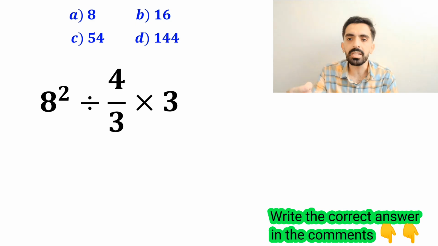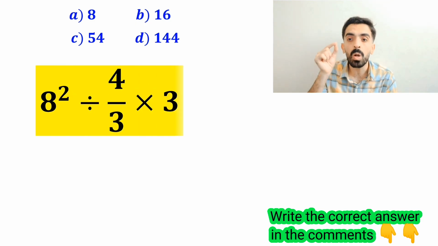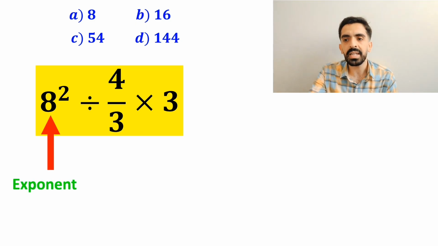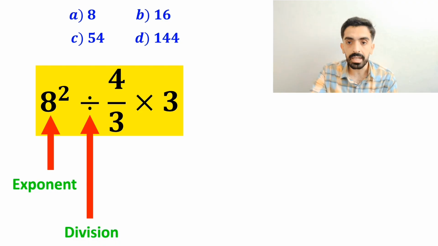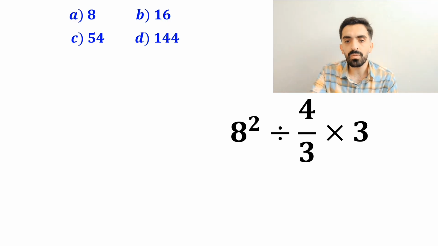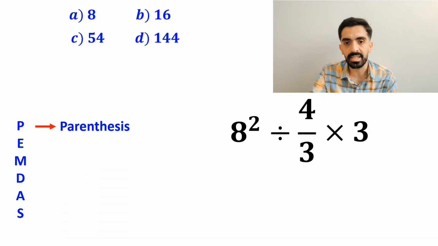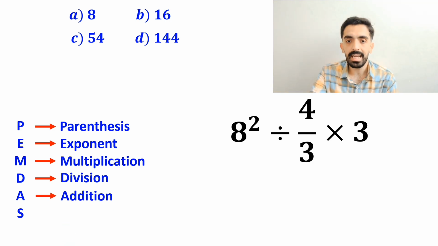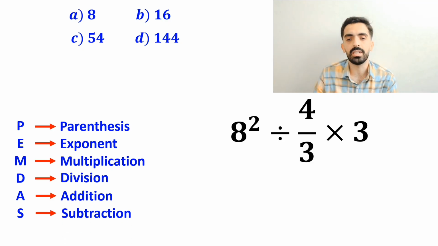Now let's go step by step together and I will show you how we should solve this expression properly. Alright, as you can see on the screen, in this expression, first we have an exponent, then a division sign, and finally a multiplication. To solve this question, we must follow the PEMDAS rule. In this rule, P stands for parentheses, E stands for exponent, M stands for multiplication, D stands for division, A stands for addition, and S stands for subtraction.